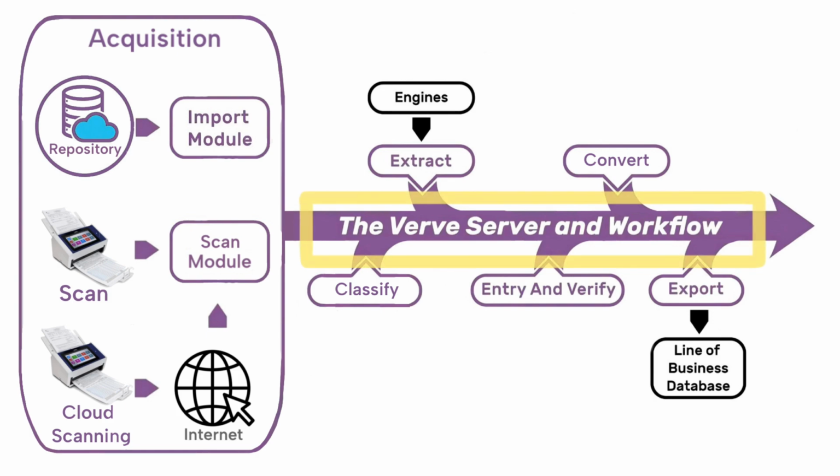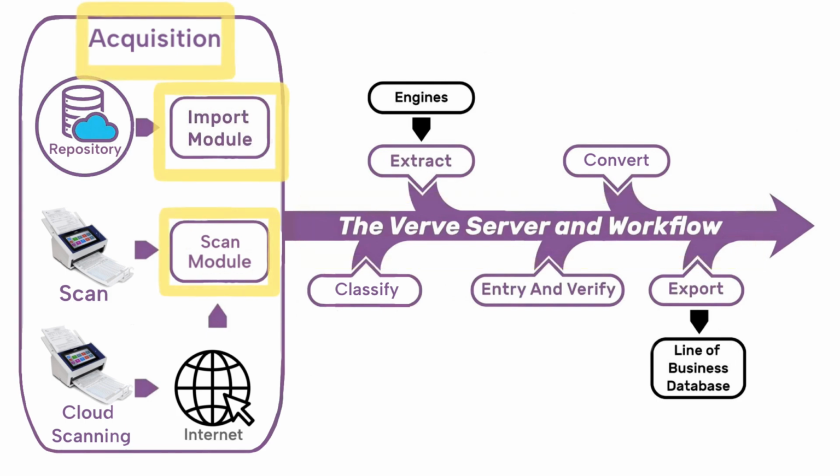Let's talk about the document capture workflow. The documents travel along the workflow from one Verve module to another. Starting with acquisition, the scan and import modules bring your documents into the Verve Capture system. From there, the images are classified. The Classify module will automatically identify your document using one or more classification engines.